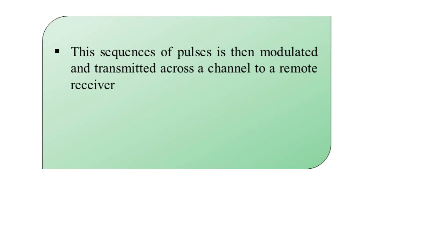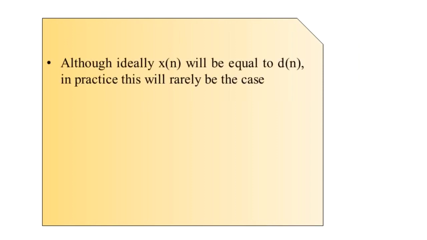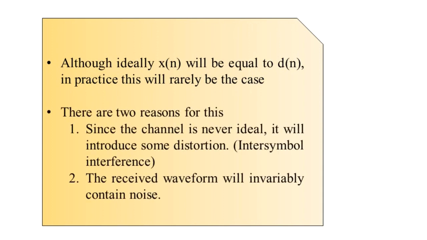Behind having the inequality between d(n) and x(n), there are two possible reasons. The very important reasons are there. The first reason is that the channel is never ideal and it will have a certain kind of distortion, for example, inter-symbol interference.